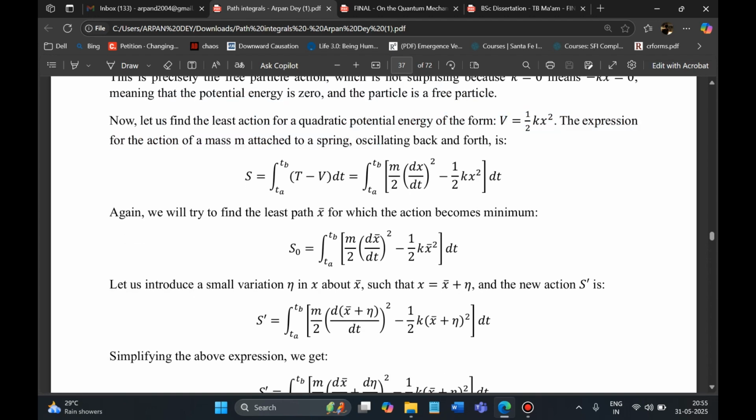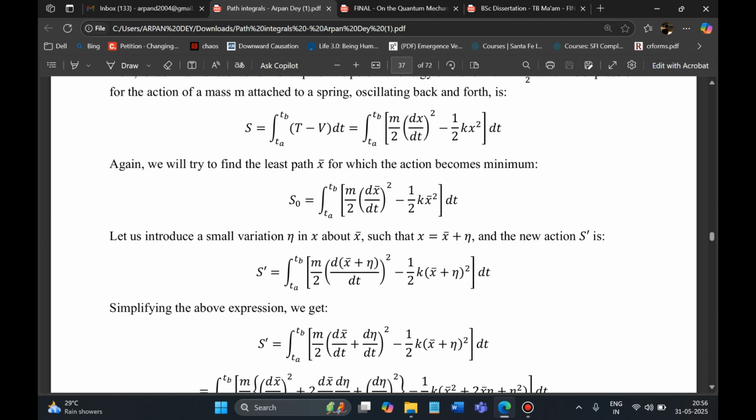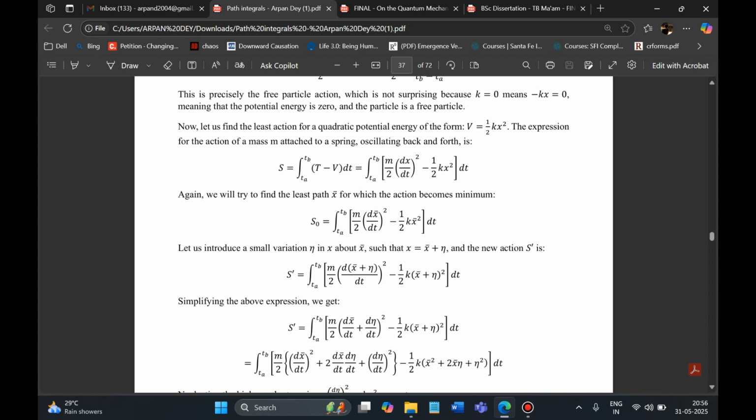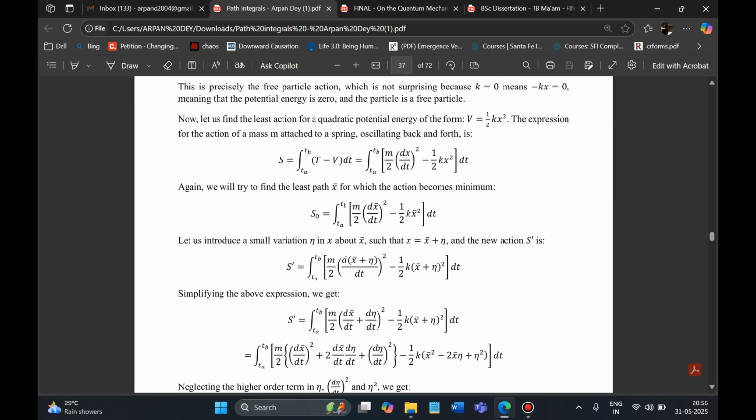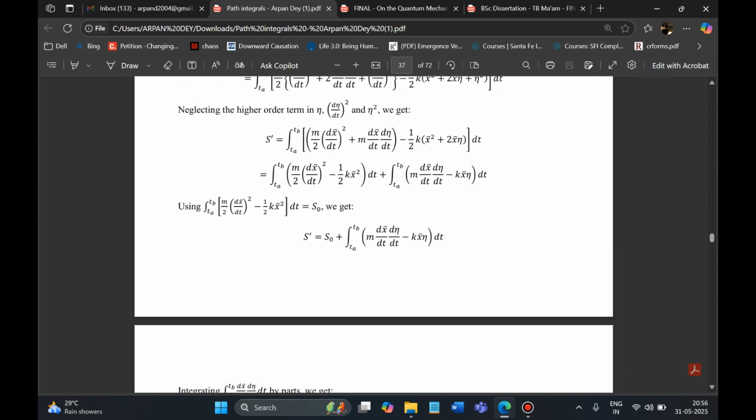Now let's find the least action for a quadratic potential energy. So now in place of V, we'll write half kx squared, of course, and we will be following the same procedure, so I'll be going through this a bit more quickly. But I'll give you enough time to take screenshots in case you're interested in trying to do this by hand and later verifying with this document. Take a screenshot now if you're interested. Fine, you can take a screenshot now.